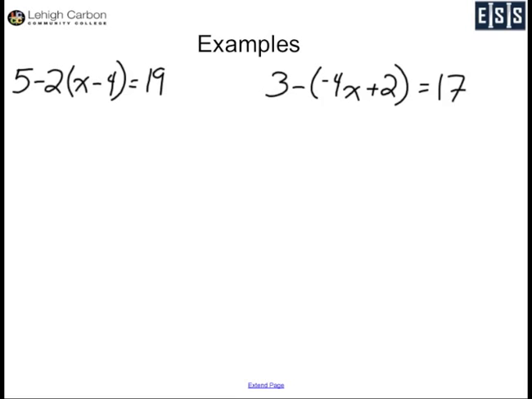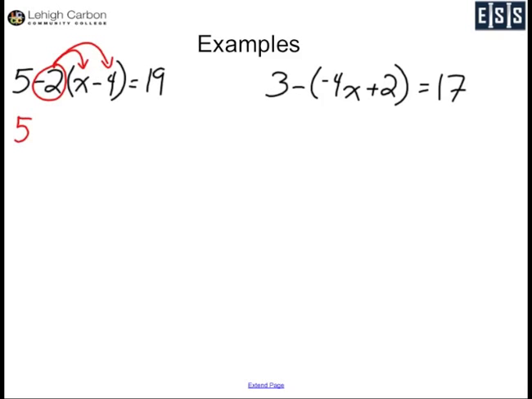Our next example, 5 minus 2 times the quantity x minus 4 equals 19. So a lot of times when you look at a problem like this, the first thing you may want to do is 5 minus 2, but that is wrong. We need to start by saying, do I have parentheses? Do I have a grouping symbol? We do, so we need to take this negative 2 and distribute it in.